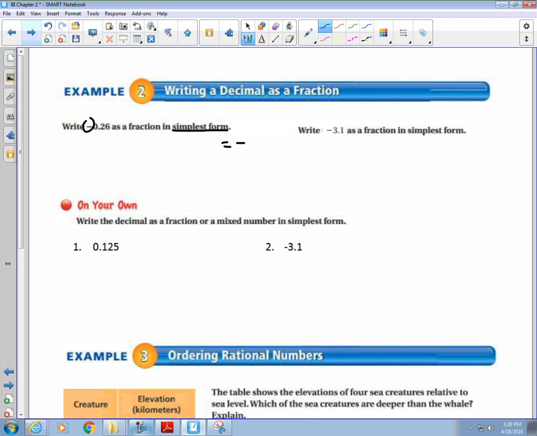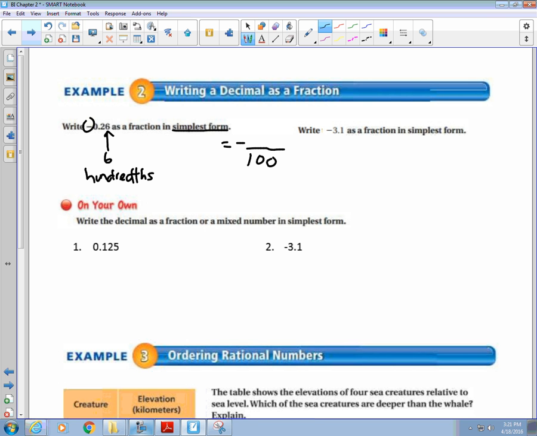Now I have 0.26. I need to look at the number furthest to the right of the decimal, in this case the 6, and figure out what place value that is. So the 0 is in the ones place, the 2 is in the tenths place, that's with the THS at the end, and the 6 is in the hundredths place. The reason I need to know that it's in the hundredths is because it's going to tell me what my denominator of the fraction will be. My denominator is based on the place value, and since it's the hundredths, I'm going to put my denominator as 100.